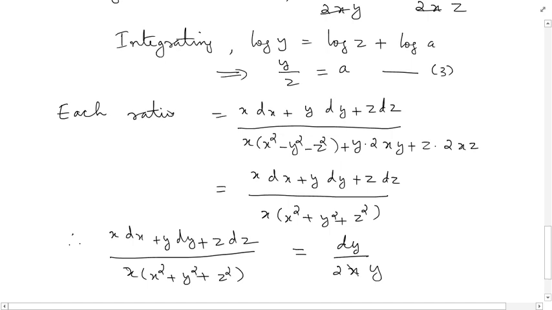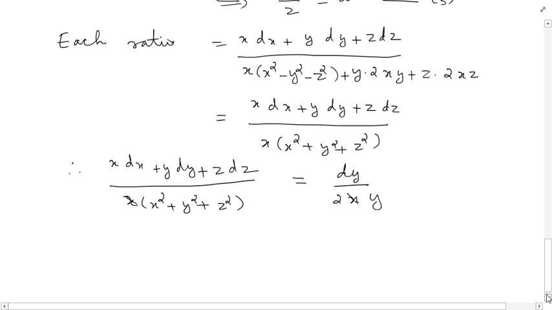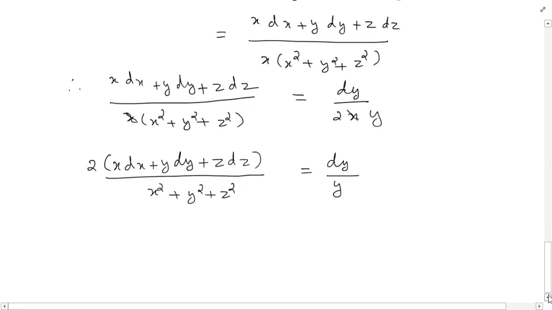So now we can cancel this x and x. Then I can multiply this term by 2, so that this becomes 2 into x dx plus y dy plus z dz divided by x square plus y square plus z square is equal to dy by y. So now this is in integrable form. So we can integrate this one now.